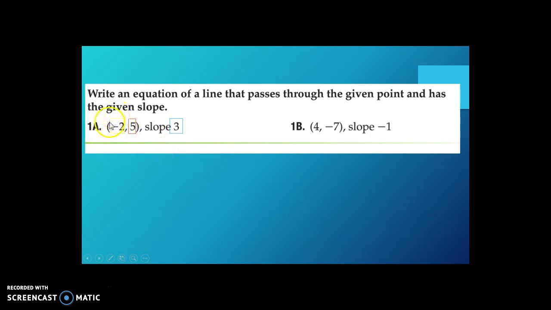Okay, so I'm going to use yellow for x, red for y, and blue for m. And here's what it looks like. The y, 5, equals the slope 3 times x, mx plus b. And then I'm going to solve for b. So I'm going to multiply the slope and the x value. I'm going to add 6 to both sides. And that gives me b equals 11.